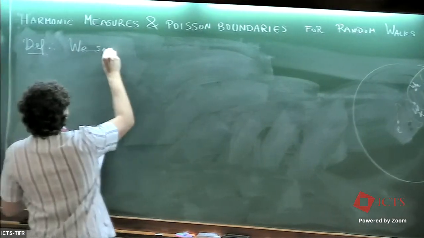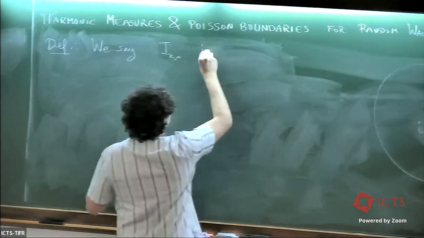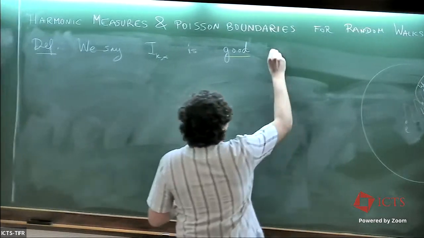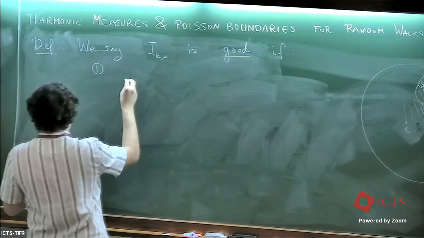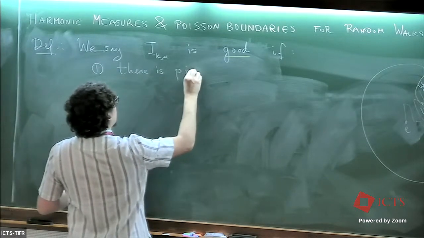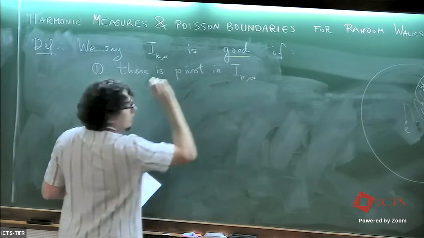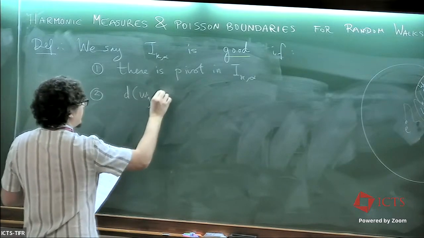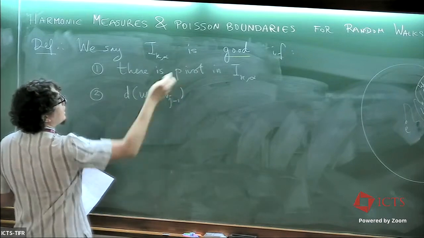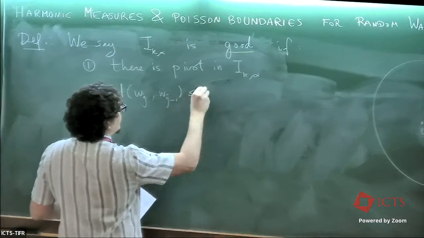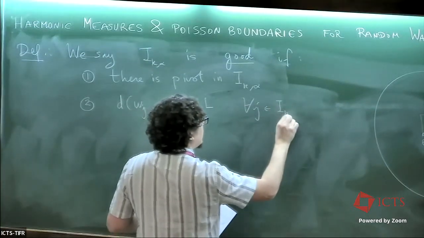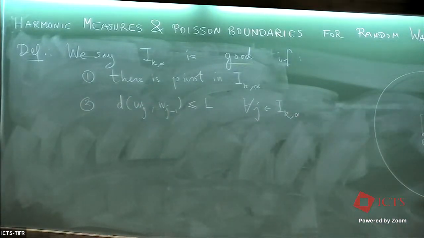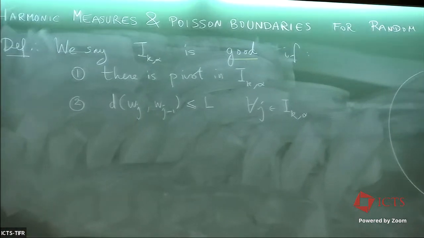And so we say an interval I_k^alpha is good, not very original notation, I'm sorry, if two things hold. One is that there is a pivot. And the second is that the distance between the J step and the J minus one step, so every step in this interval, is less than L. So a good interval, a nice, well-behaved one: there is a pivot, and every step you take in this interval is somewhat controlled by this.